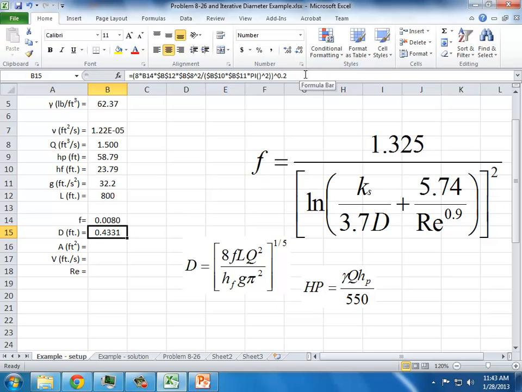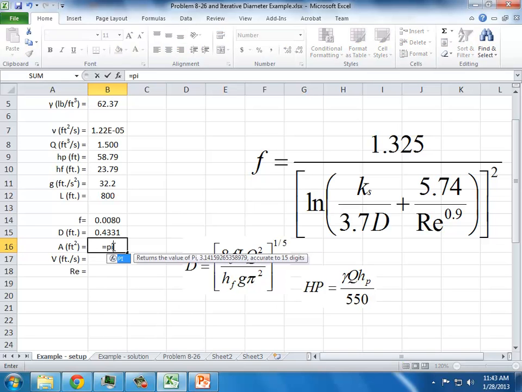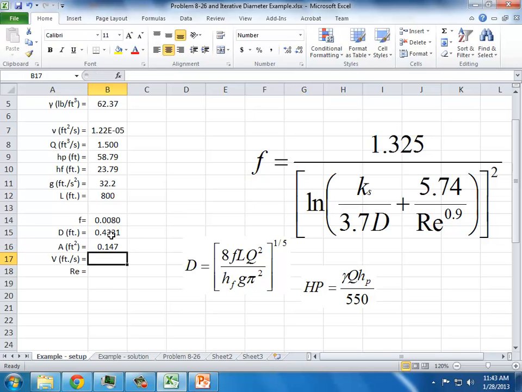Well, shouldn't that be the end of the problem? We've just found the diameter. No, remember, that's just based on a guess of f. Well, if that was the diameter and this was the flow rate, what would really be the f value? That's what we're going to be finding next. And so the area would be pi times the diameter squared divided by 4. The velocity would be Q divided by A. And then the Reynolds number would be the velocity times the diameter divided by the kinematic viscosity.